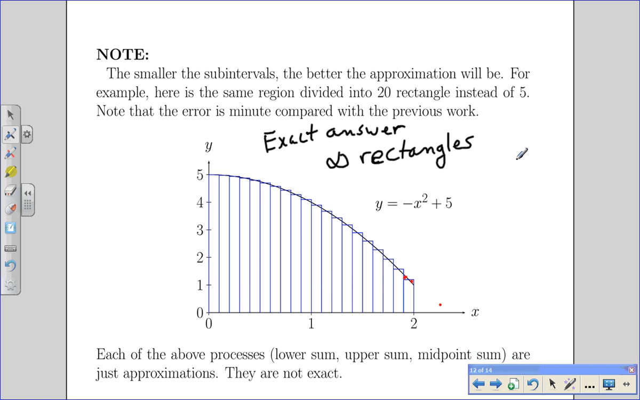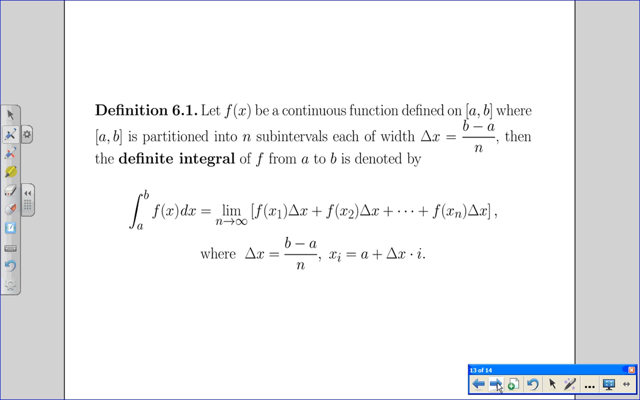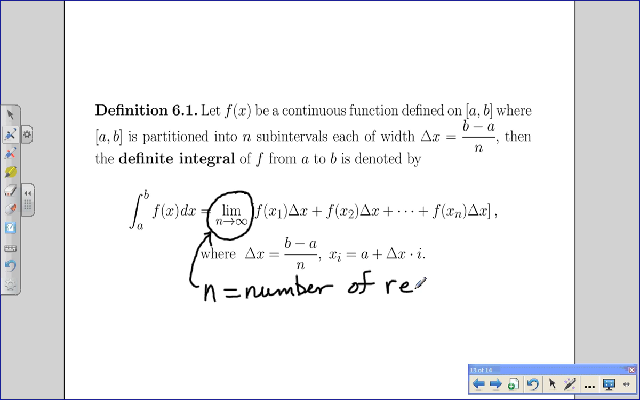And how can we do infinite rectangles? Because if I take an infinite number of rectangles, each of them is going to be of size 0. And I'm going to be adding all day. So I don't actually chop it up into an infinite number of rectangles. What I do is I do this thing known as a limit, which we saw earlier. And in this particular case, my limit is infinite rectangles, because here n equals the number of rectangles.